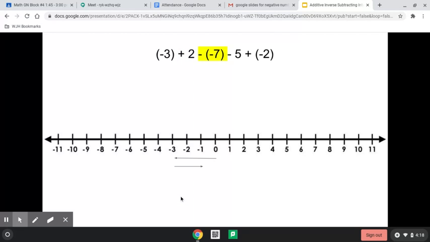Now looking at subtracting a negative number, subtracting -7. Are we going 7 to the left or are we going 7 to the right? We're going to go 7 to the right. Now, subtracting a positive number, you've done this a million times. We go to the left. Now we are adding a negative number, and we're going to the left again, ending up at -1.